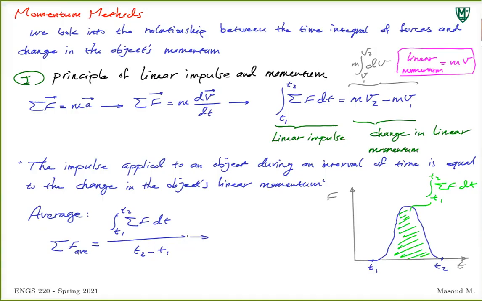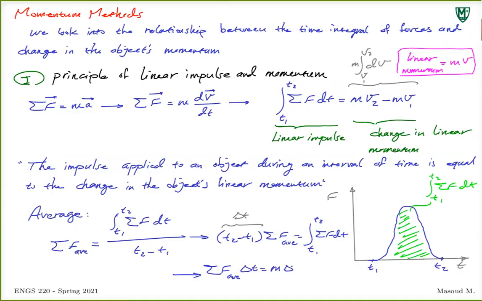If I move things around, take T2 minus T1 to the other side, the average force times the time period is equal to the integral from T1 to T2 of the summation of forces dt. Then I know from the principle of linear impulse and momentum that this is mv2 minus mv1. What comes out of this is that you can think of T2 minus T1 as delta t. That'll give you a relatively straightforward relationship. So the summation of F average times delta t is equal to m delta v.